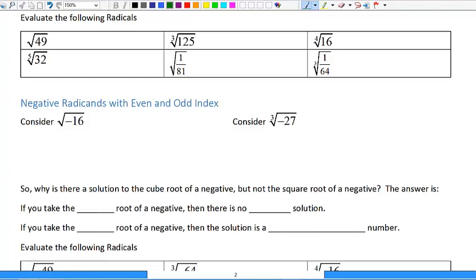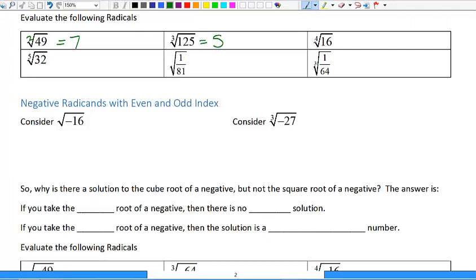So now I want you to evaluate the following radicals. The square root of 49 is 7. And the reason that's 7 is because 7 times itself, the index says 2 times, there's an invisible 2 there, is 49. So the cube root of 125, what number multiplies by itself 3 times to get you 125? The answer there is 5.